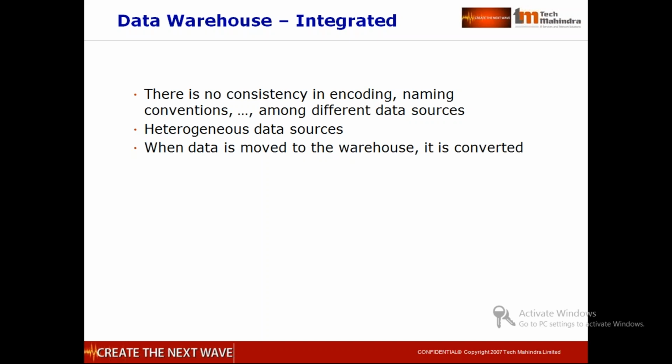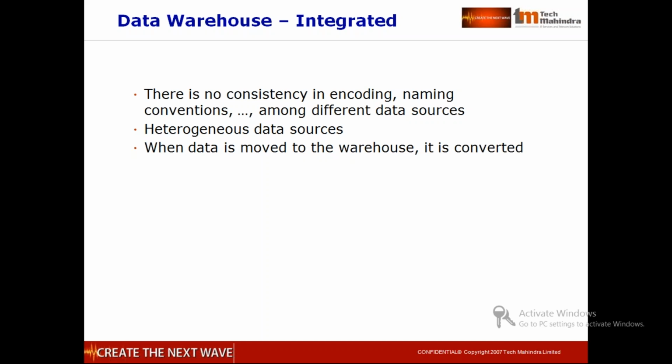Suppose in one of the source systems the name is of 200 characters, and in another source system the name is of only 20 characters. If you maintain a system which can store only 20 characters in the data warehouse, we cannot accommodate the 200 characters data coming from the other source system into our target data warehouse system. So we need to maintain some consistency.